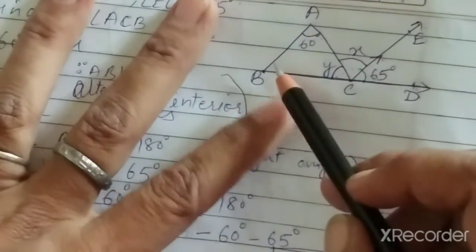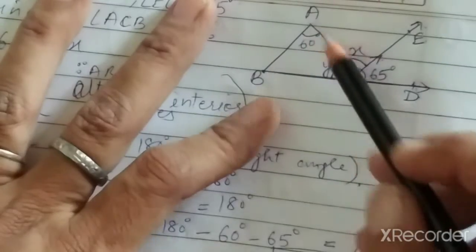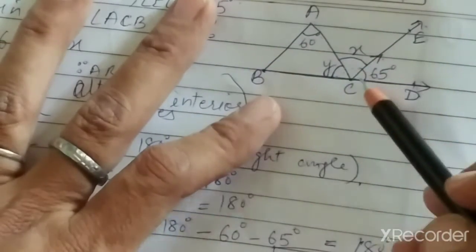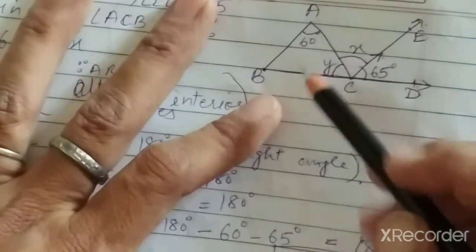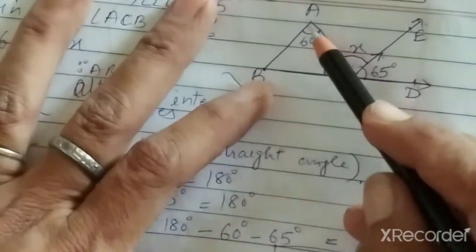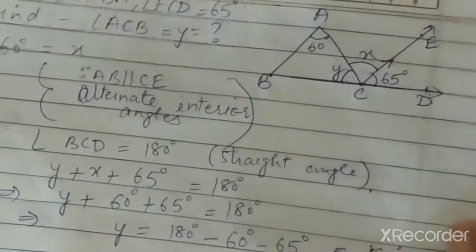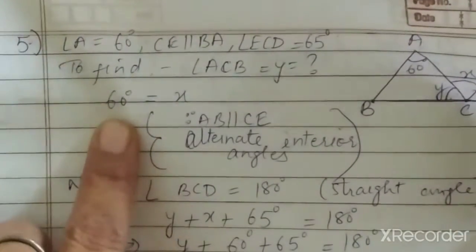Okay. Now you can see that we are given AB parallel to CE. And here AC is the transversal for these two parallel lines. So angle 60 degree and x, these are alternate interior angle. So these will be equal. So x equals to 60 degree.